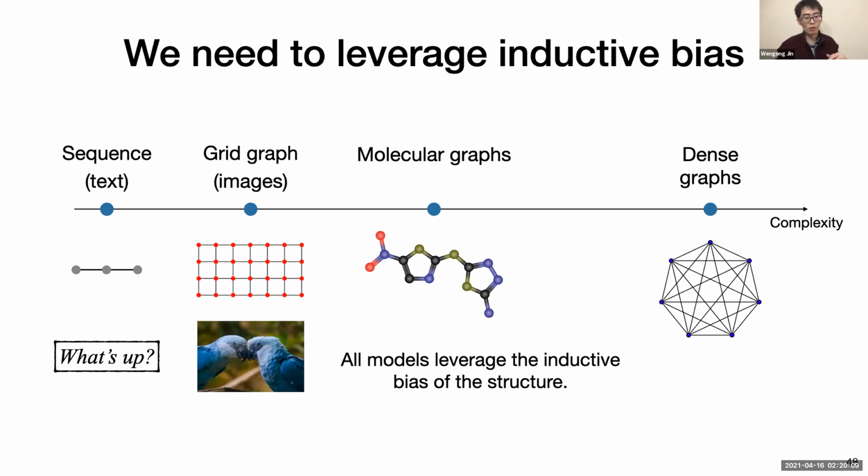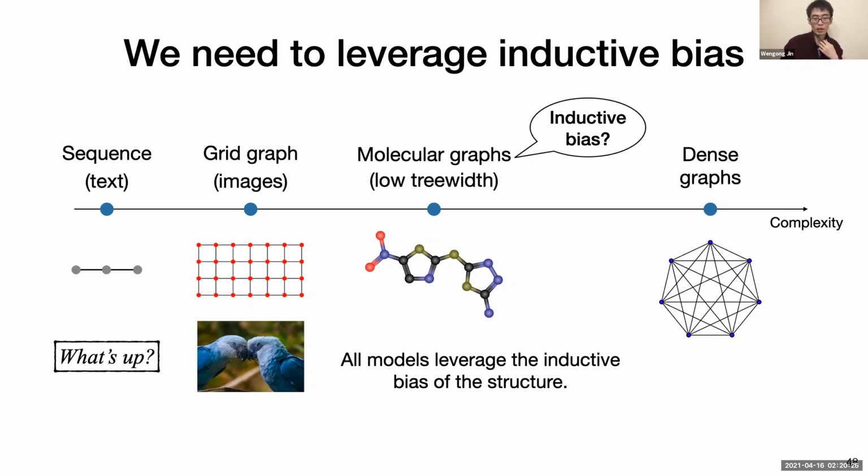These recurrent or convolutional neural networks all leverage the inductive bias that the input is a sequence or the input is a grid. That's why they're successful. So what kind of inductive bias do molecules have, right? When you look at molecules, they typically are sparse, and they also have low tree width. Let me explain what that really means.